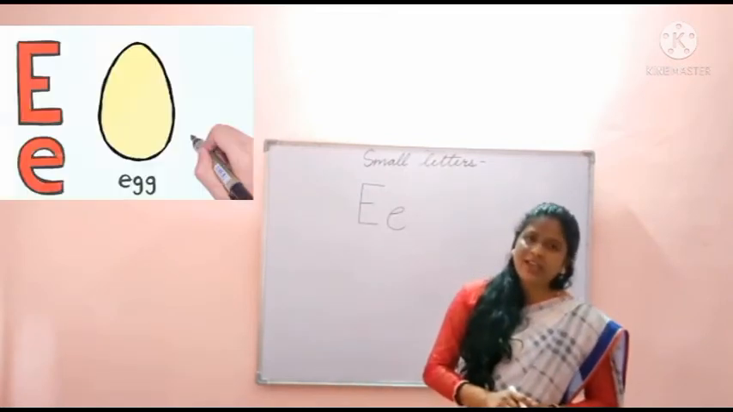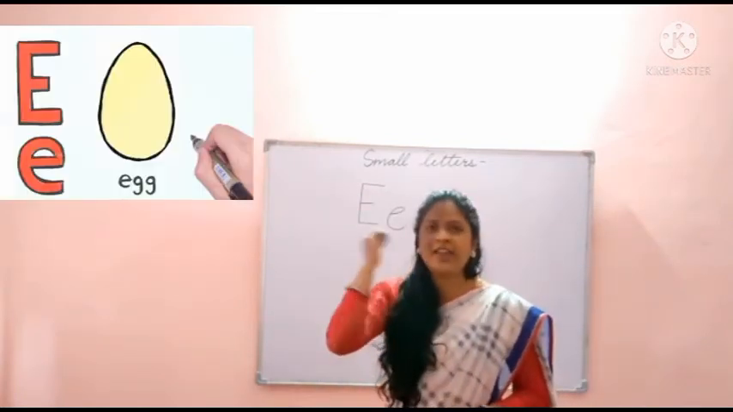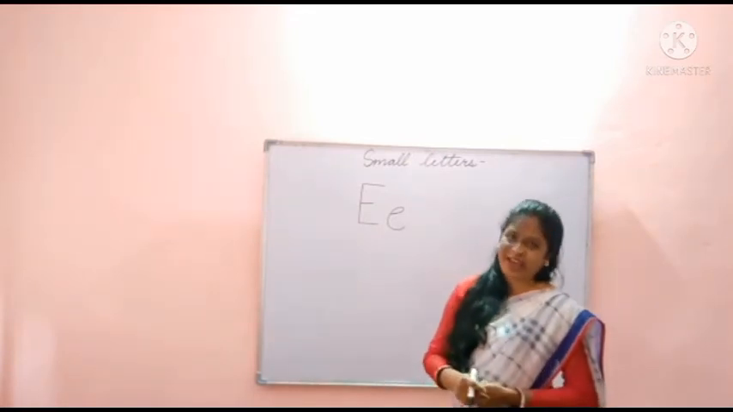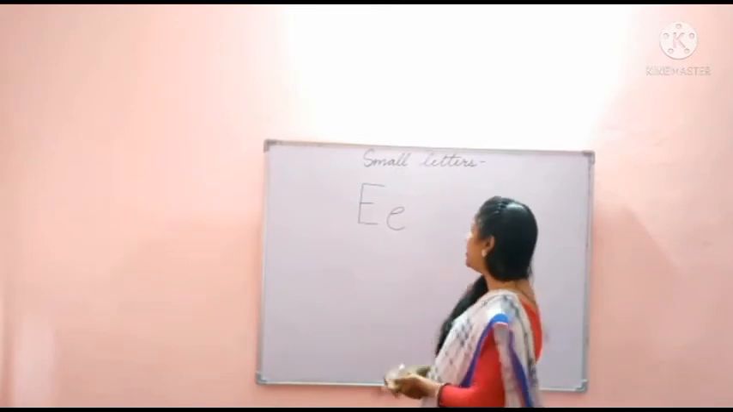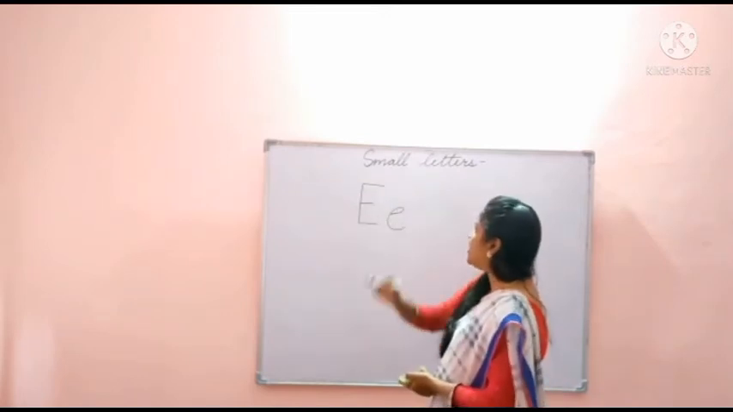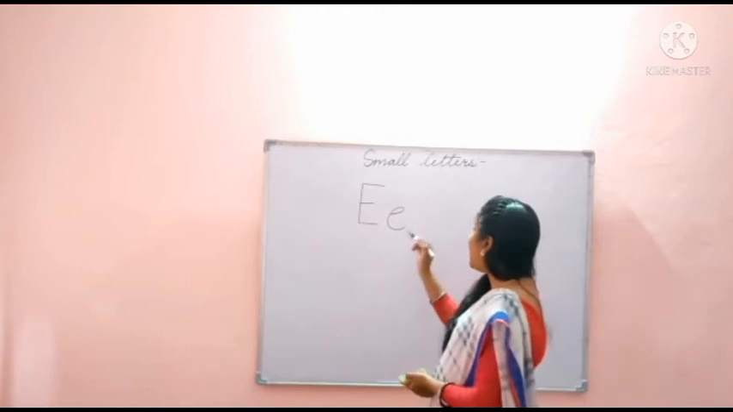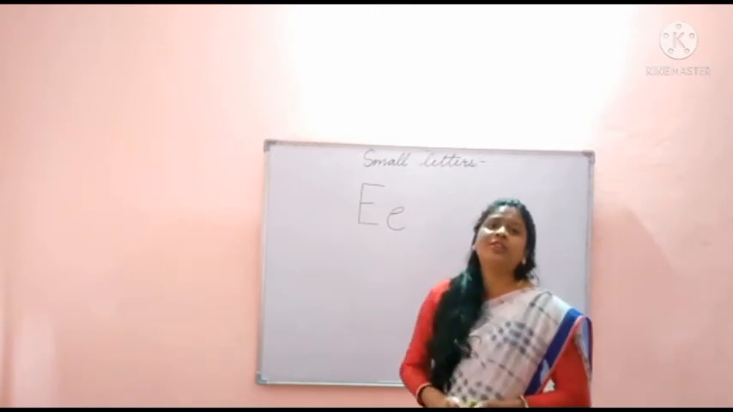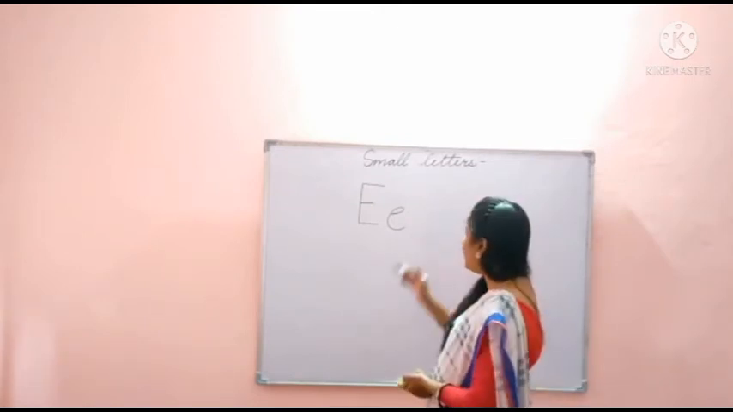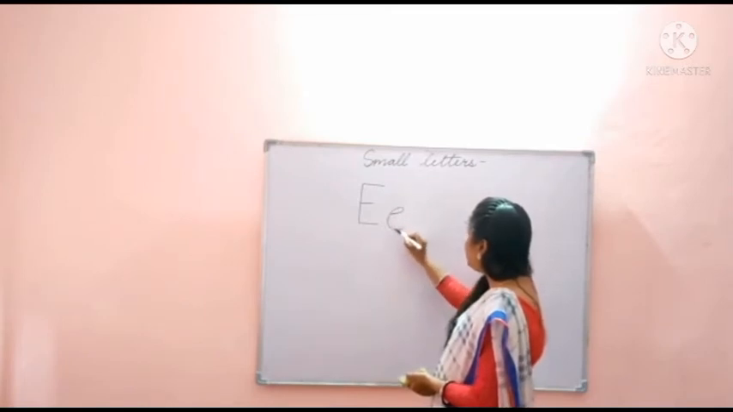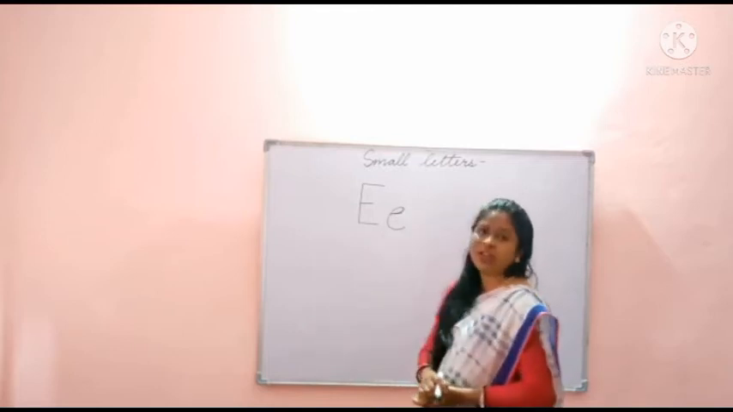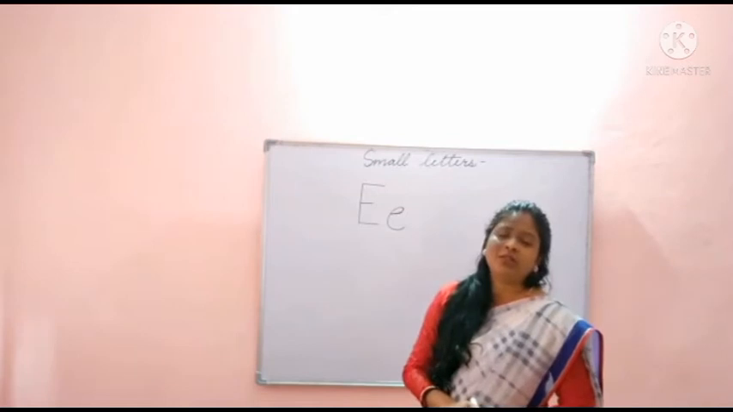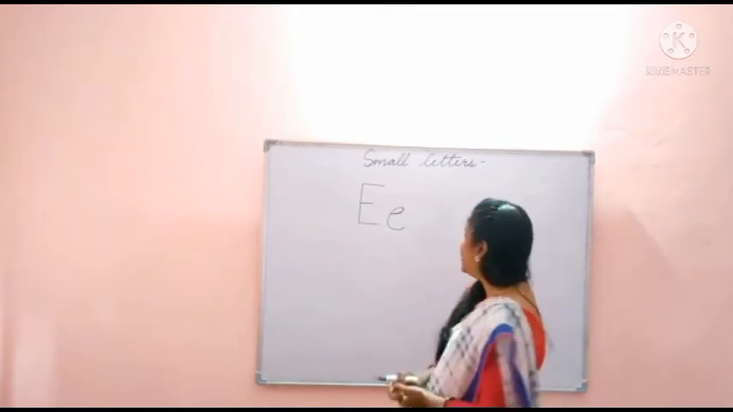E for egg. E for eye. Madam's beautiful eyes. So E for egg, E for eyes. So this is the way we write capital letter E, and this is the way we write small letter E. How do we write E? So you make a curve, and joining the curve you make a sleeping line. So this makes the small letter E.